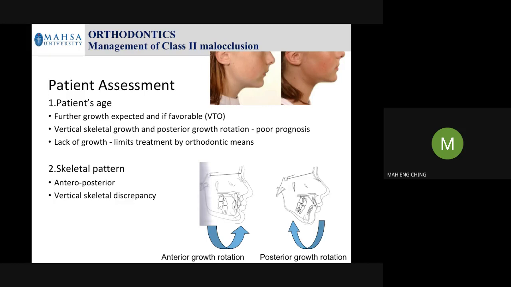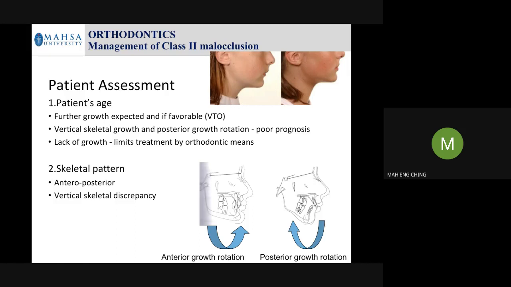So skeletal pattern, then you assess the patient anteriorly and posteriorly. Mainly you look at the upper jaw and the lower jaw, like I showed you in the picture just now. You can cover the top jaw, the bottom jaw. You can assess whether they are growing in the maxilla or mandible.